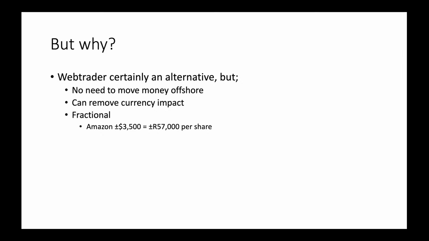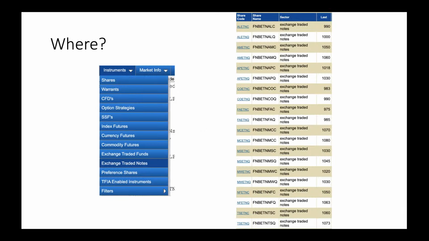We'll come to the prices in a moment. But Amazon is about $3,500 a share. That's around 57,000 Rand per share. Not everyone's got 57 grand to buy one Amazon share. These ETNs are trading around 10 Rand. So you get a tiny slice of Amazon or Facebook or whatever the case may be. If you're high net worth and you've got your account offshore and everything, then these probably aren't for you. But certainly, if you're not, then they are something I think is well worth a look.